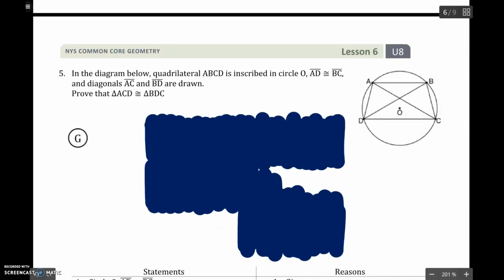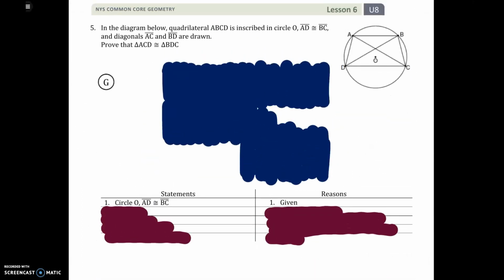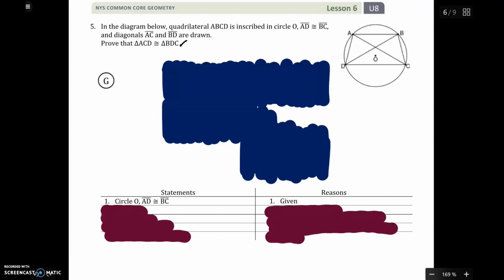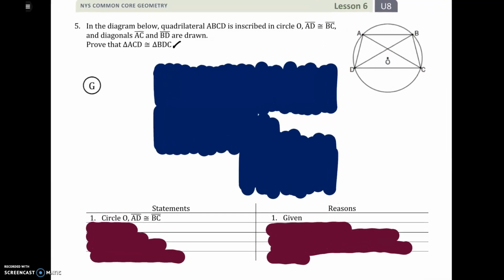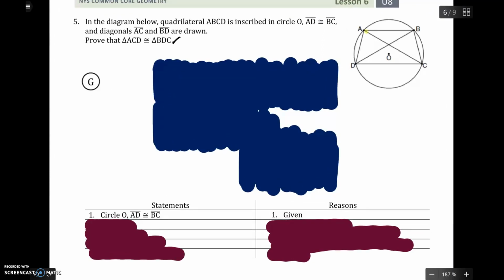Okay, so we've done basic things with our circle rules and we've done similar triangle proofs. Let's go back and remember a congruent triangle proof. Alright, so we are trying to prove that triangle ACD is congruent to triangle BDC. And if you want to separate them into two pictures, you can. And a whole lot of information here, but I'm basically going to use that AD is congruent to BC for starters.